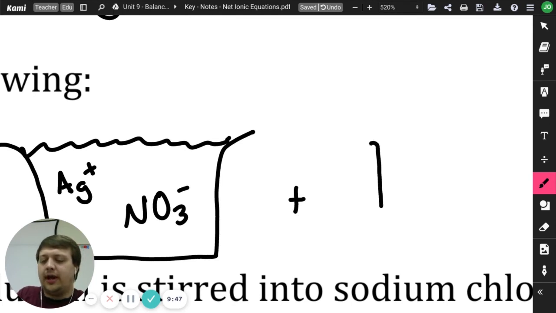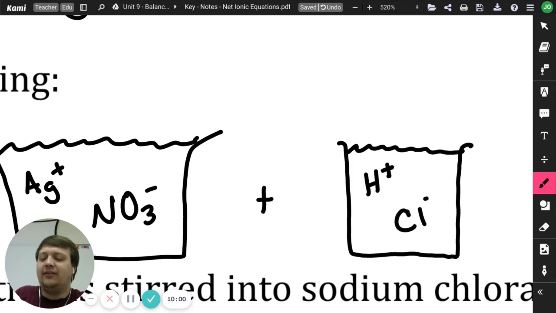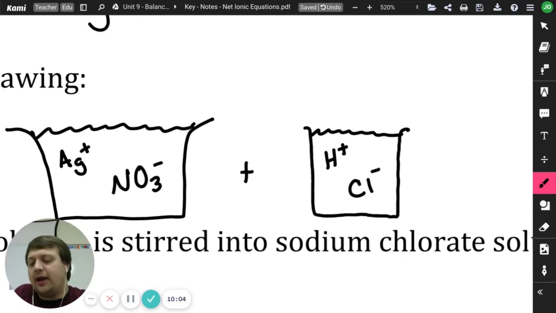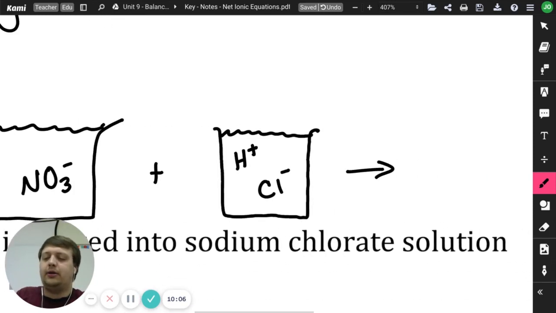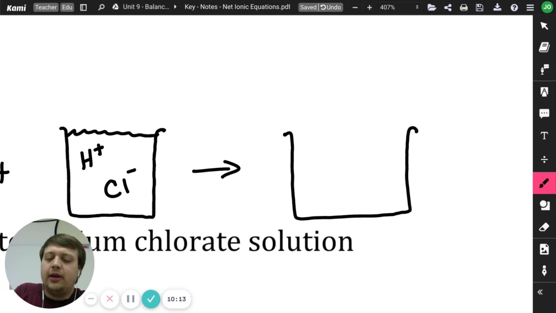I also have, that's a better beaker. I also had another beaker that had hydrochloric acid in it. So it was H with the positive ion and Cl with the negative there. Okay? And we combined those in a larger beaker. Let's see if I can do a good one this time. Not bad. And we go across right there.